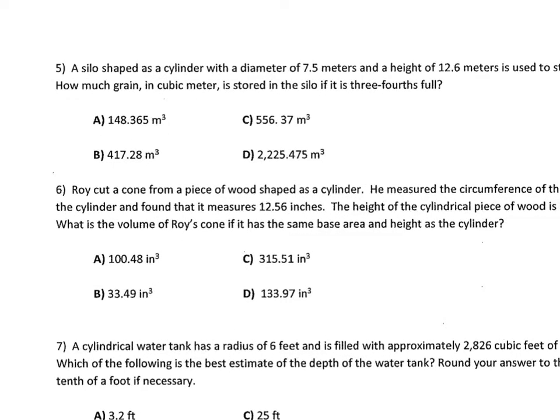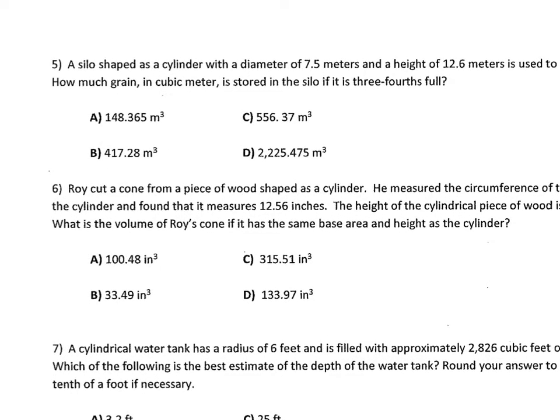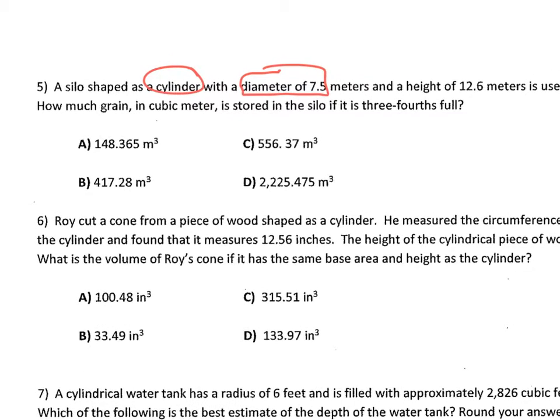Okay, number 5, a silo shaped as a cylinder with a diameter of 7.5. Stop right there. Cut that number in half. 7.5 divided by 2, because we need the radius. 3.75.